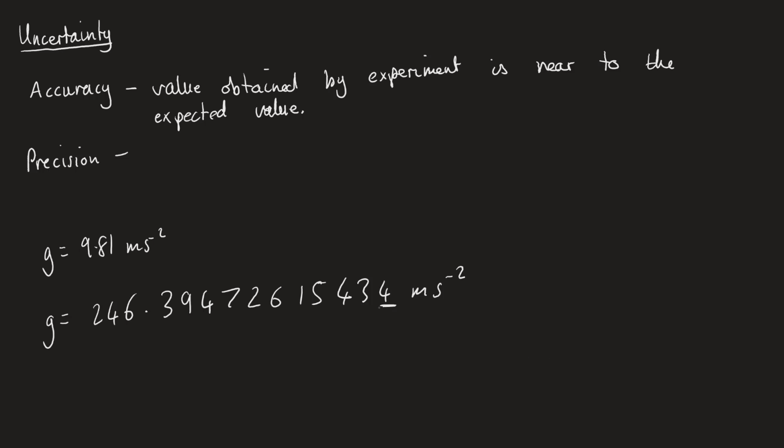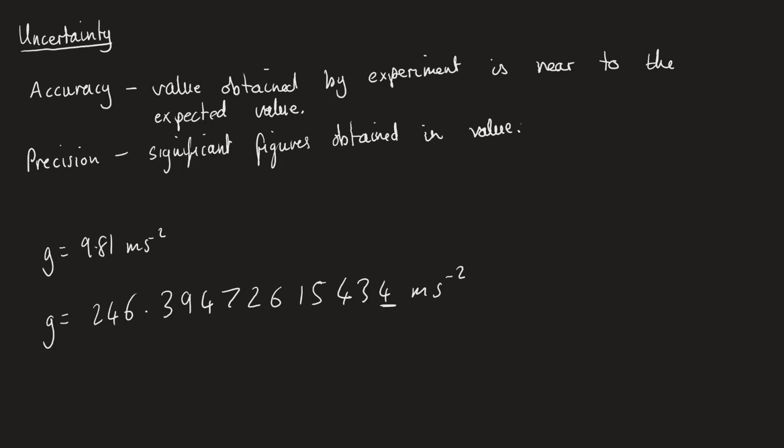So the precision is a measure of the degree of accuracy that you have. Okay, so the precision is dependent on how many significant figures you are rounding to, obtained in the value. Okay, so in order for a measurement to be a good measurement, it needs to be both accurate, so close to the expected value, and precise, meaning we want a large number of significant figures.